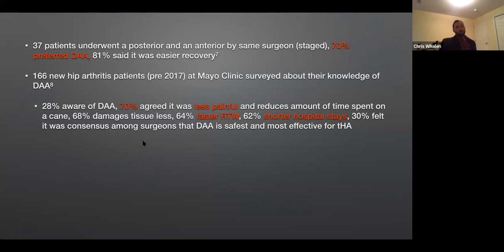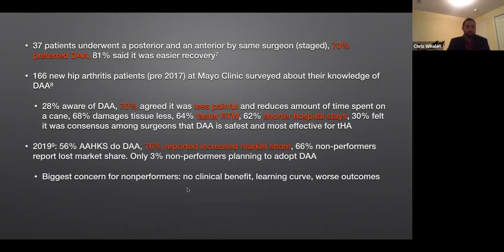Mayo Clinic did a survey on new hip arthritis patients. Only about 30% knew of DA, and this was around 2016, 2017. But of those, 70% agreed it was less painful, less time on a cane, less tissue damage, faster return to work, shorter stay. And actually 30% felt it was a consensus among surgeons that DA was best.